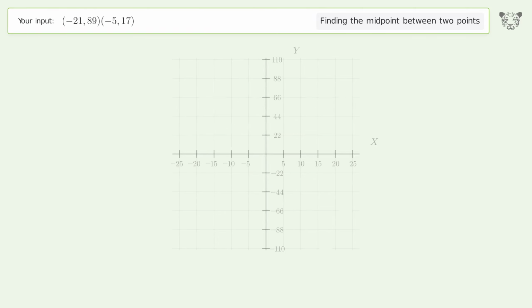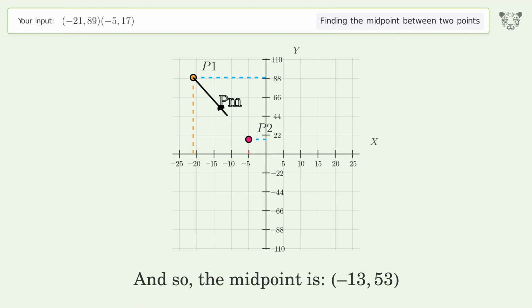And so, the midpoint is negative 13, 53.